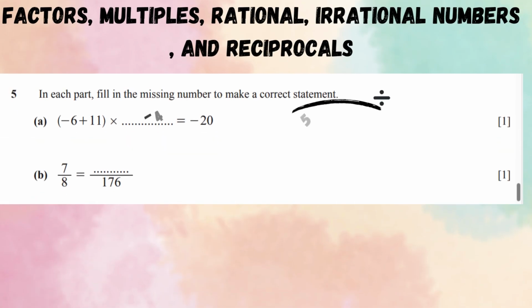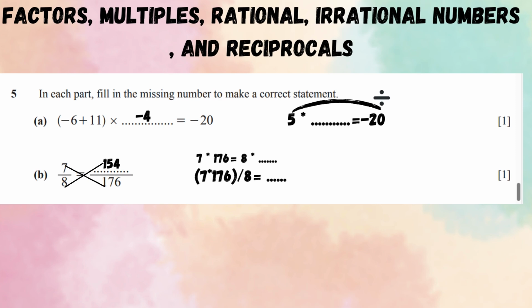In the last question, we need to fill in the blanks, so that the equation makes sense. For the first one, we will solve the brackets first. This would result in 5. This 5 is being multiplied with the blank. If we take this 5 to the opposite side, we will obtain minus 20 divided by 5.